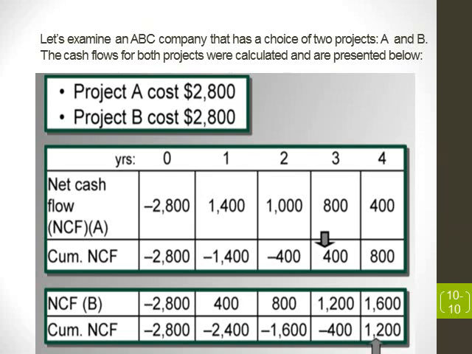Same for project B, we need the initial cash outlay of minus 2,800. In the first year we get 400, in the second year we get 800, in the third year we get 1,200, and in the fourth year we get 1,600. Don't worry about the cumulative net cash flows yet. Those will be necessary once we move on and talk about all these different methods.